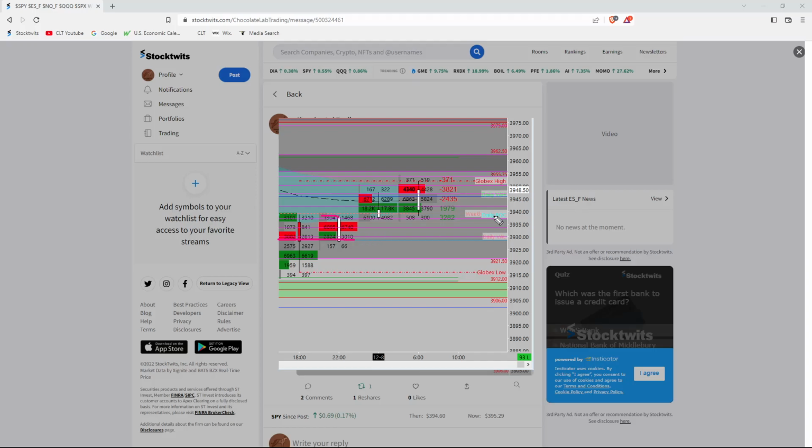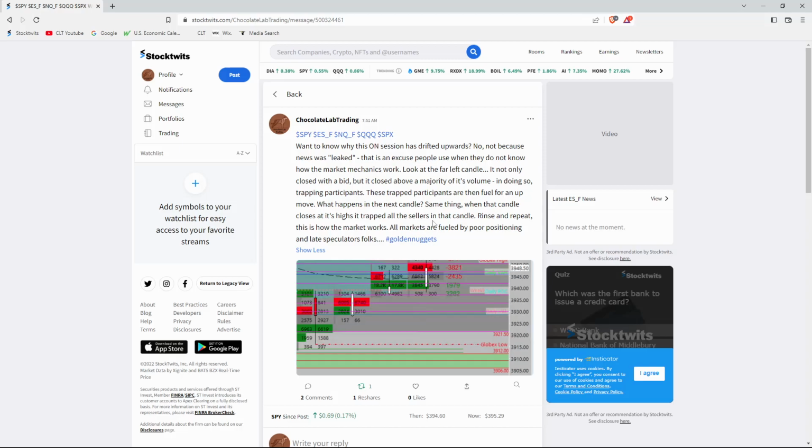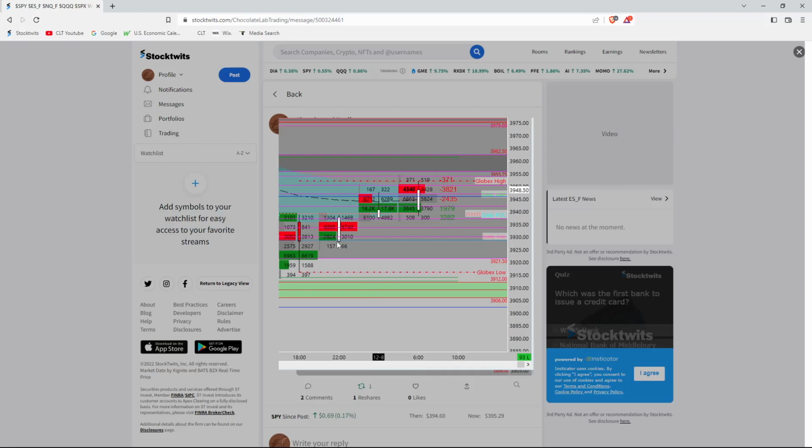This is how the market works, and I have it worded best over here. All markets are fueled by poor positioning and late speculators. That's it. So when we trap all these participants on this second candle, once it closes, all these sellers are trapped. We come up here, and now we see a lot of selling, right? Sellers, 18,000 contracts, 3,800, but we see a bid.